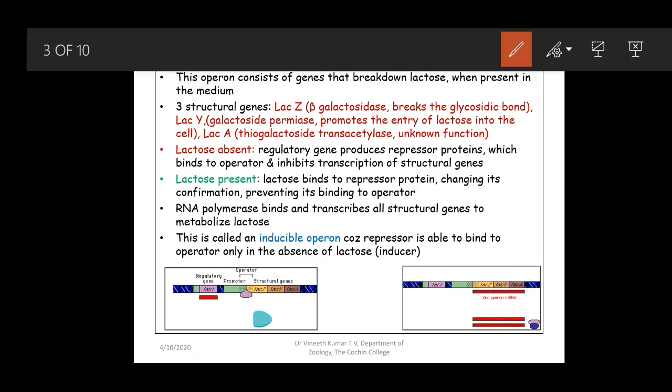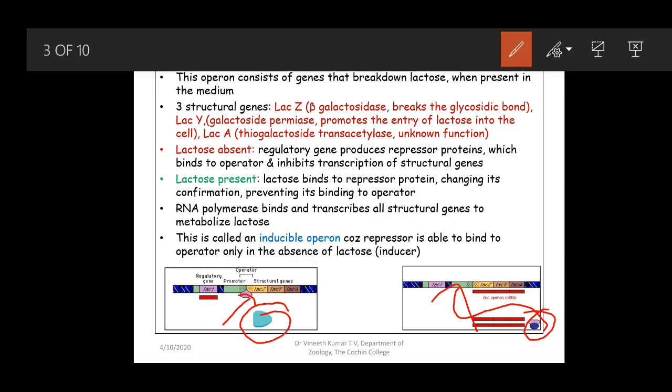The first case is shown here. Lactose is absent, and hence you can see the repressor binds to the operator and there is no transcription. This is your RNA polymerase here. It cannot bind to the promoter region and induce transcription. But in the second set, you can see this is the repressor protein-lactose complex. Such a complex cannot bind here. As a result, you can see more and more mRNAs are being transcribed.